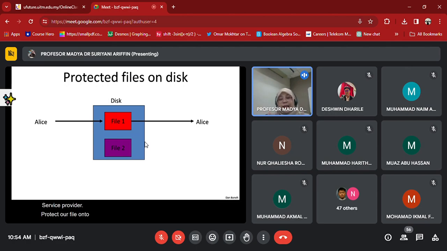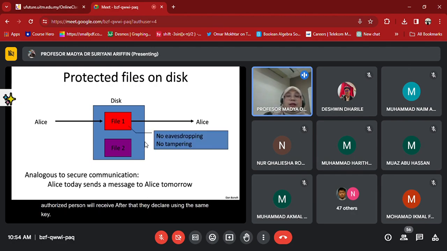Okay, and we share the key. We are sharing the key. So this is also possible with a cryptographic algorithm. For example, we want to send one picture, and the picture consists of a very confidential message. So we encrypt it first, then the authorized person will receive it. After that, they decrypt it using the same key.